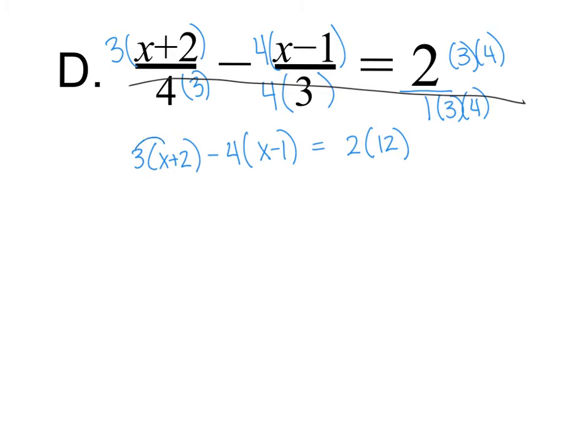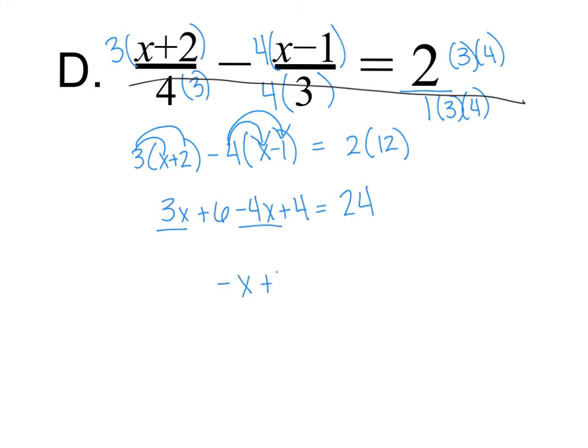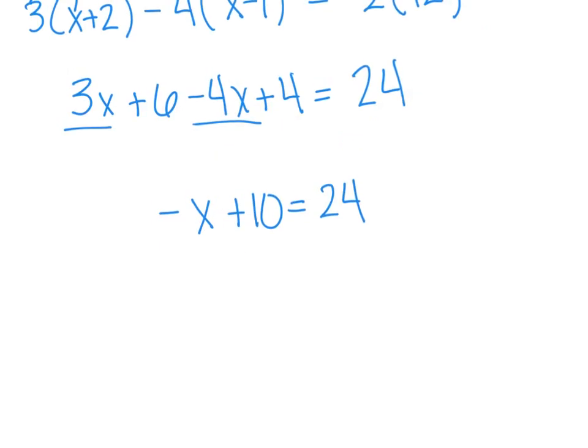So 3 times x is 3x. 3 times 2 is plus 6. Distribute negative 4. Negative 4x plus 4 equals 2 times 12, which is 24. So you combine your x's. 3x take away 4x is negative x. And 4 and 6 is 10. So negative x plus 10 equals 24.